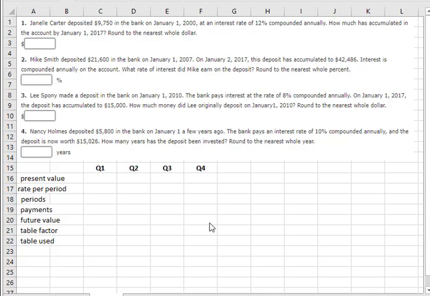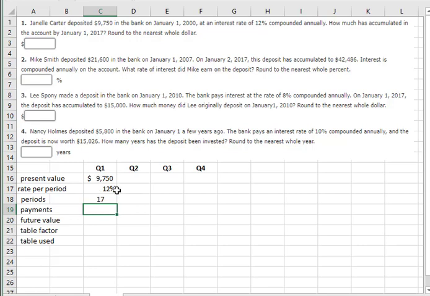Let's work on a series of problems here about present value and future value. We have 4. Number 1 says that Janelle Carter is going to deposit $9,750 today, and she's going to earn 12% compounded annually. And so how much will that grow to in 17 years, from 2000 to 2017?